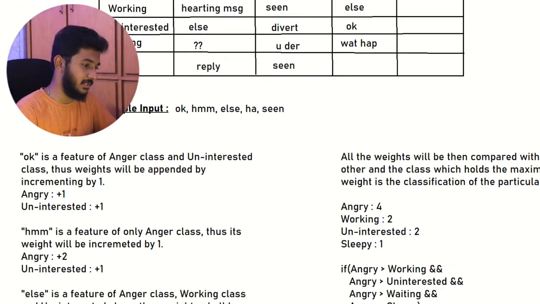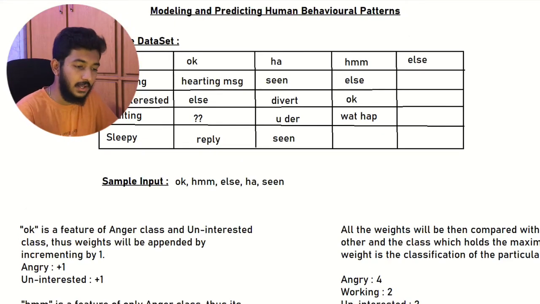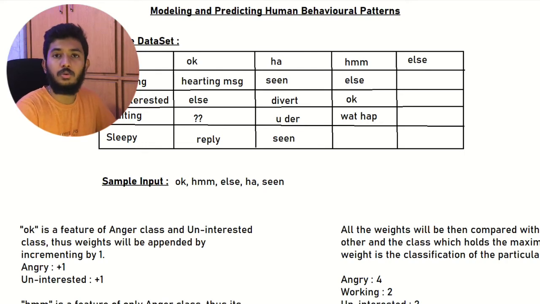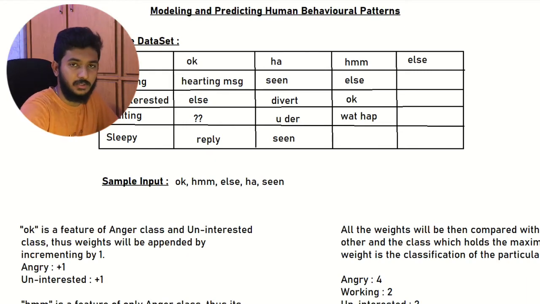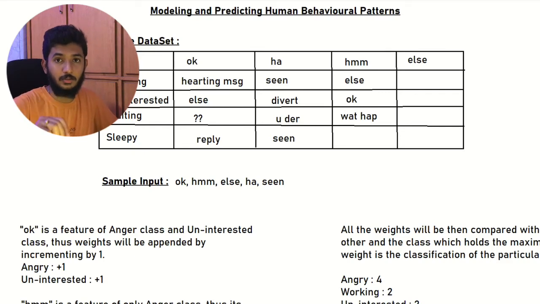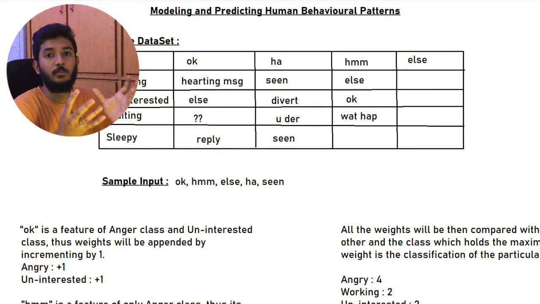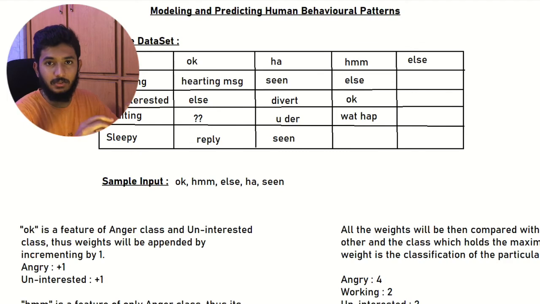Okay, so talking about the first feature, okay belongs to anger class and uninterested class. But though okay belongs to anger class, I can't just simply declare that that person is angry. They might be uninterested to talk also, and it depends on the other features as well. So we have to consider all the features of the input, and we have to match. Then according to the analysis, we have to take the class associated with the most weight, and we have to conclude the input features belong to that particular class.